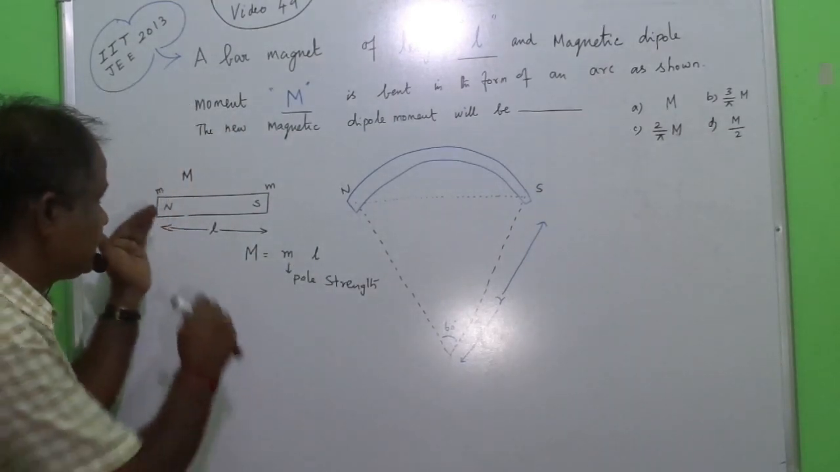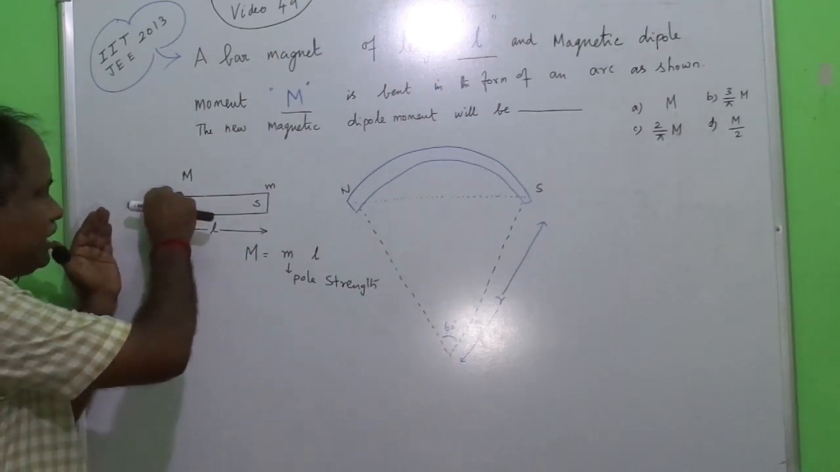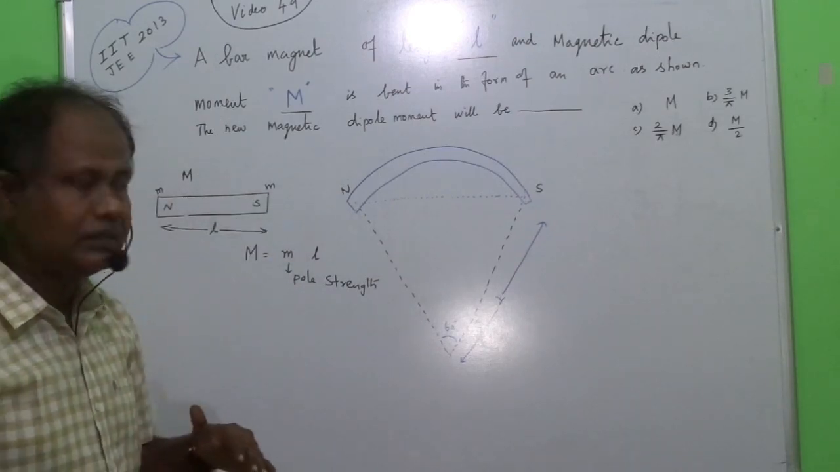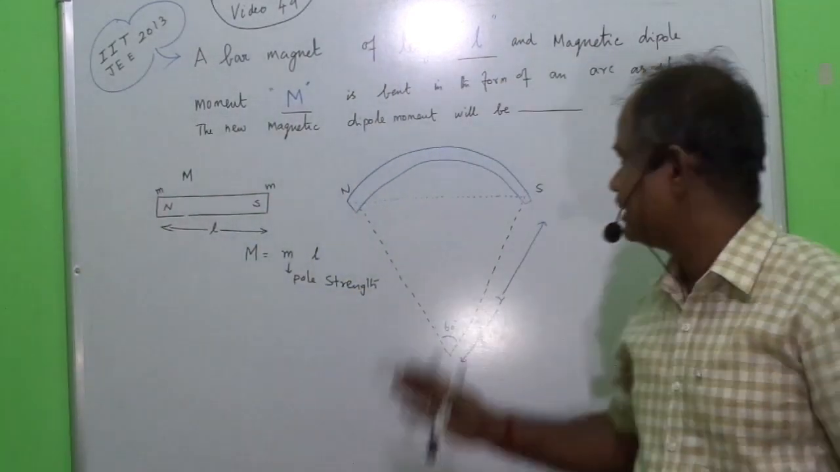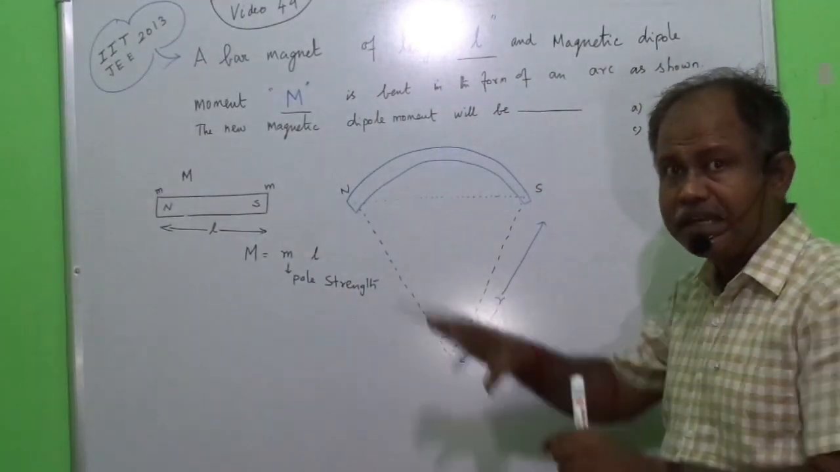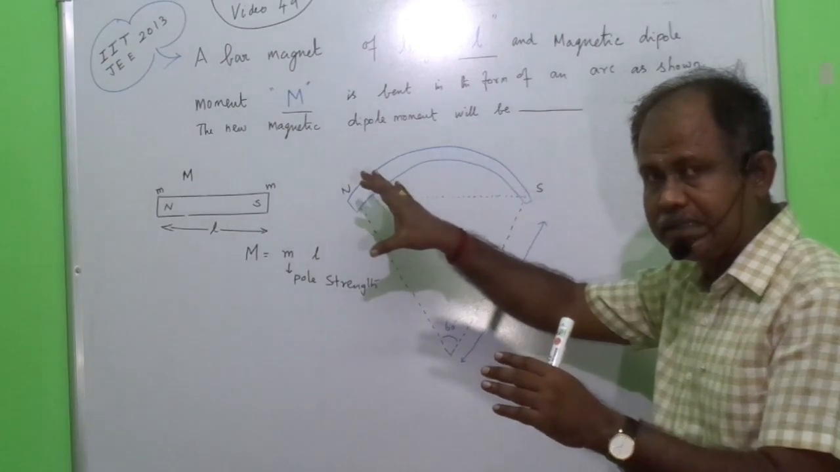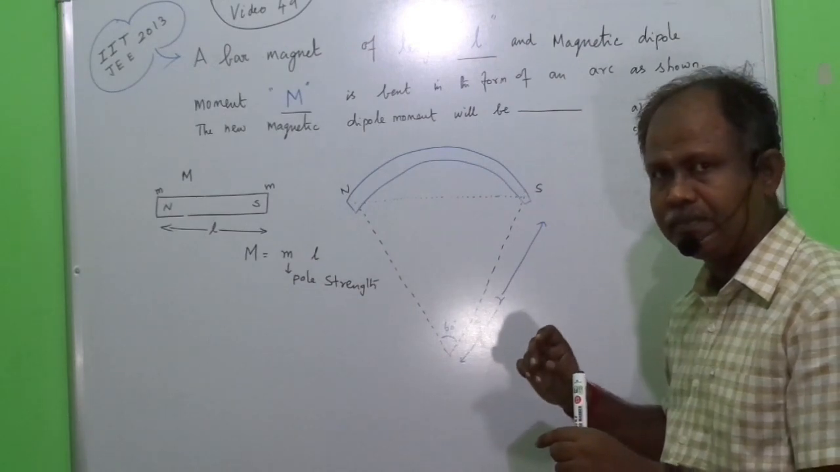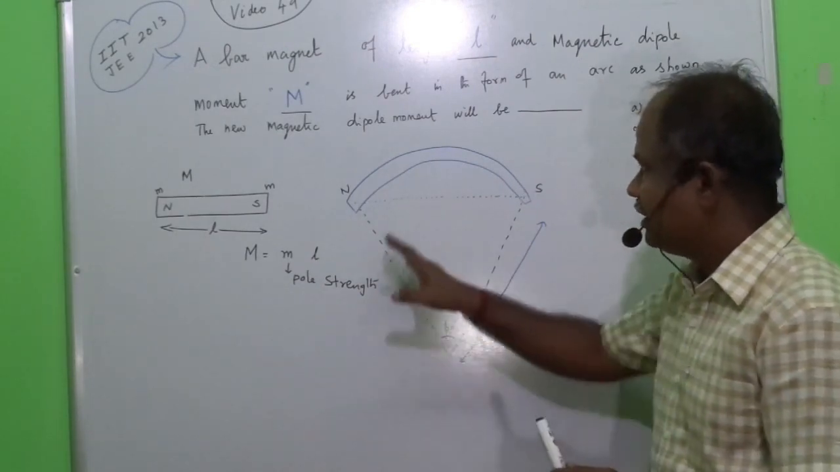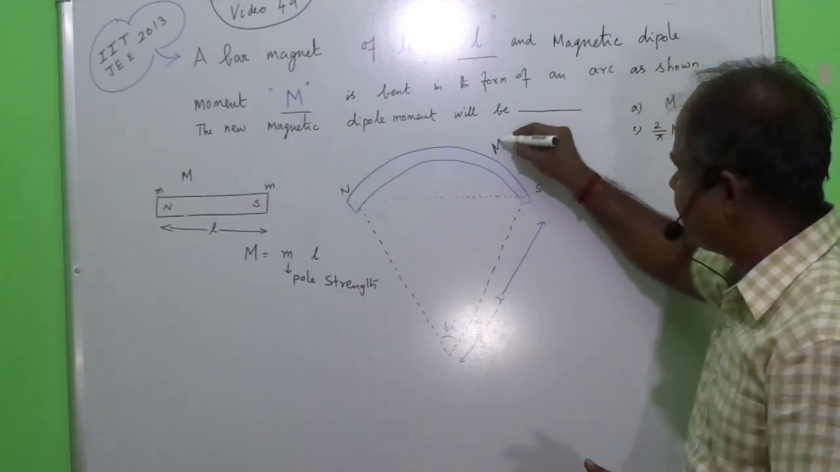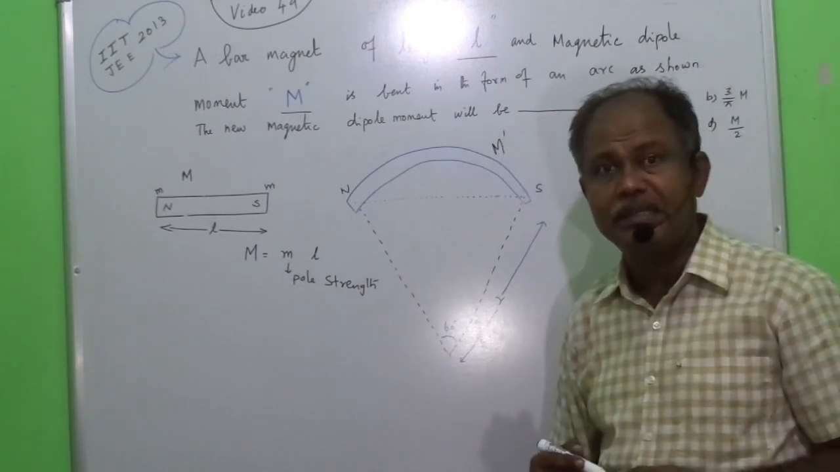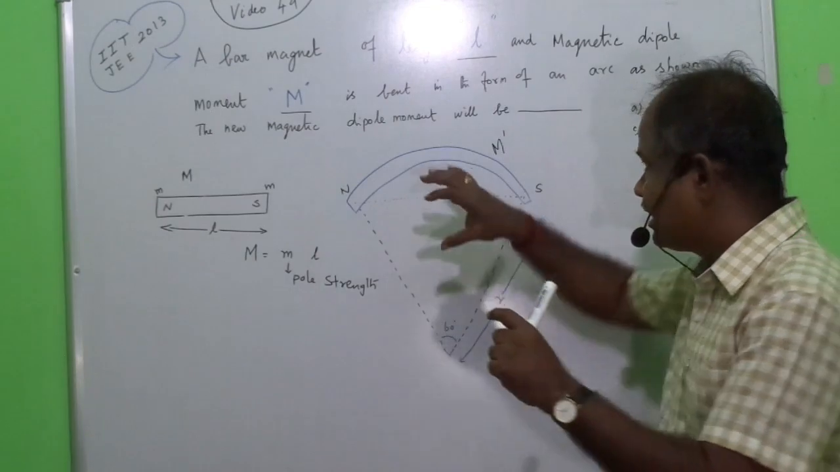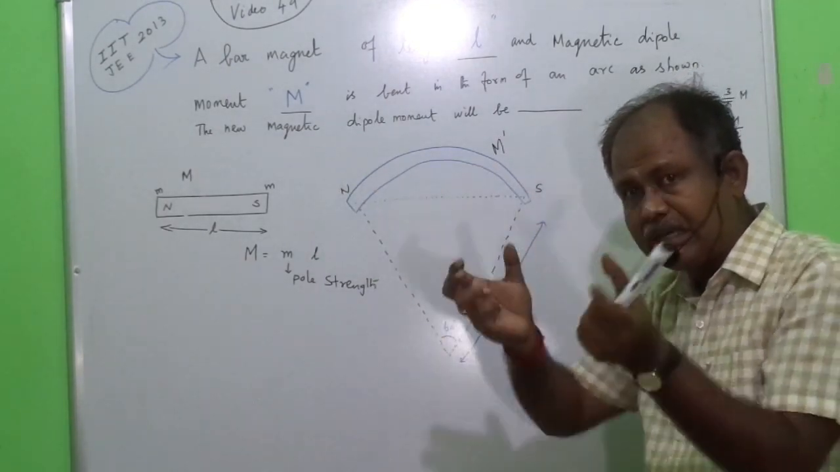If we consider a bar magnet, the magnetic moment is capital M. If we consider this same magnet bent, making an angle of 60 degrees, then it is not capital M, this is capital M dash. That means magnetic moment is not a constant one. This will change since we converted this magnet into an arc.